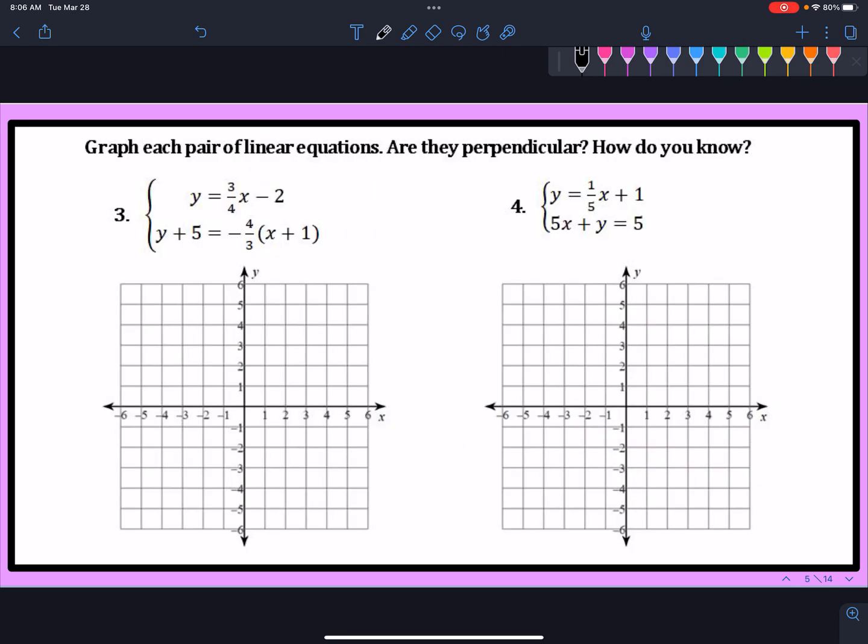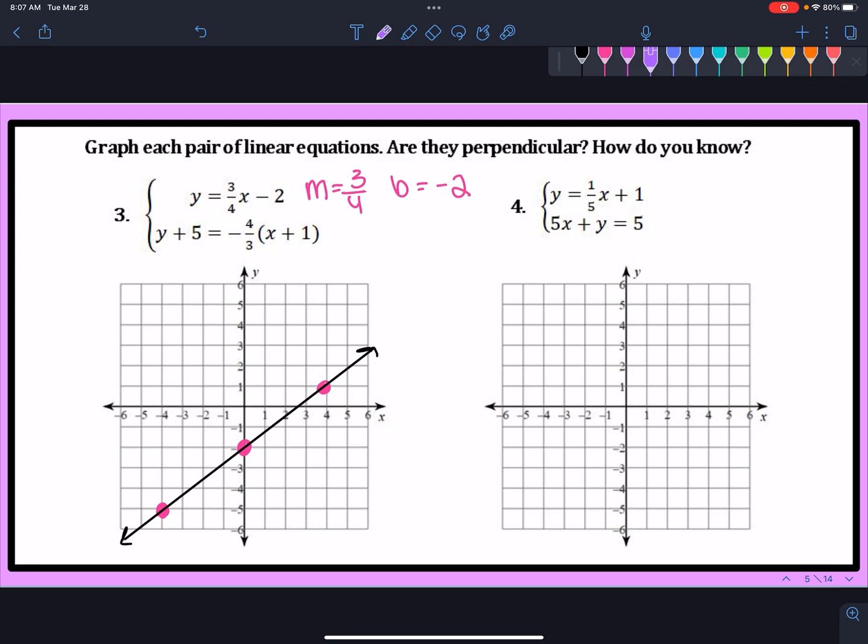We're going to try to see if we can determine if the lines are perpendicular, and if so, how do we know? Well, in question number 3, I'm noticing that it is in slope-intercept form, and our slope is 3/4, and our b value is -2. I'm going to graph at -2, and I can go up 3 and right 4. I can also go down 3 and left 4 to add a third point. With this, I can connect these with a line.